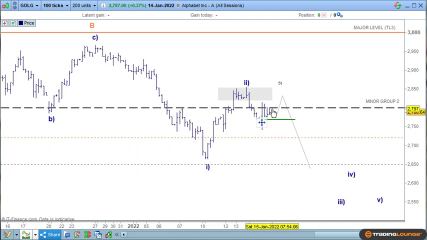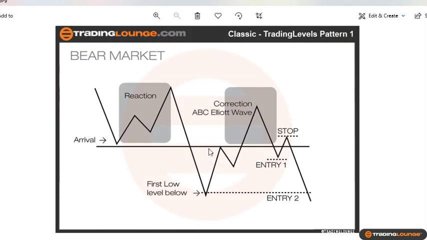Now it may just drop from this point, but in most cases, this is just a slightly different picture, but this is the classic trading levels pattern 1 on the bearish side. So that's the low. Then we've got an entry over here, and then I'm actually expecting the market to push back up above the level, and then it'll come back down. We can still use that to add to positions, but we should be able to get a better entry over here.